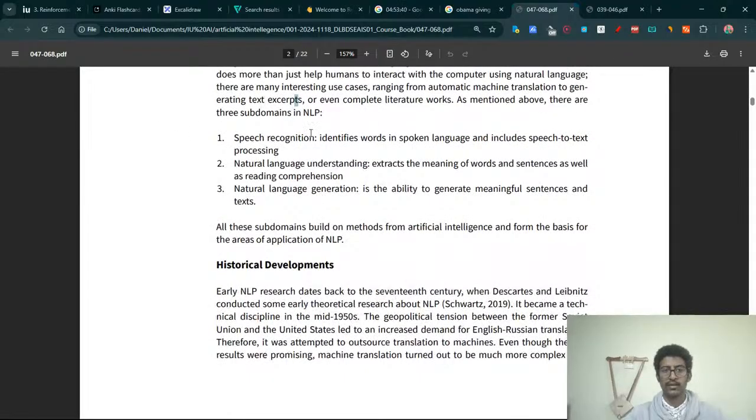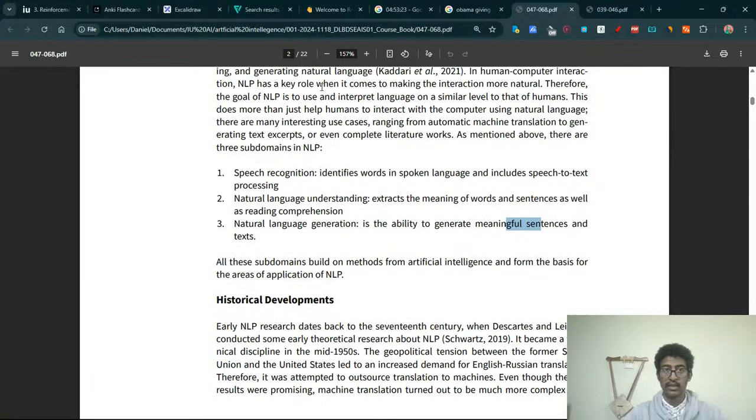So natural language recognition identifies words in spoken language, including speech-to-text processing. Natural language understanding extracts the meaning of words and sentences as well as reading comprehension, and natural language generation is able to generate a meaningful sentence and text. These are subdomains of NLP.